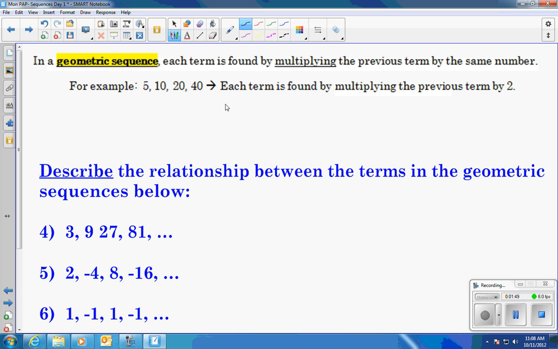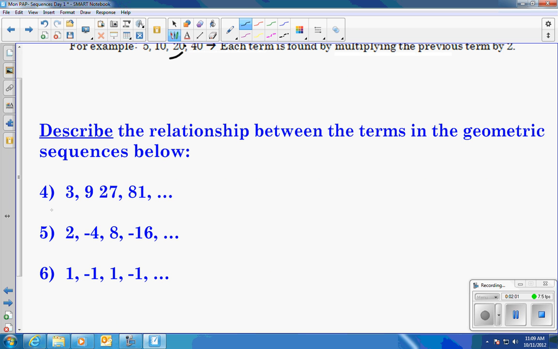In a geometric sequence, each term is found by multiplying the previous term by the same number. So times 2, times 2, times 2. Each term is found by multiplying the previous term by 2. So on example 4, we're multiplying by 3, by 3, by 3.